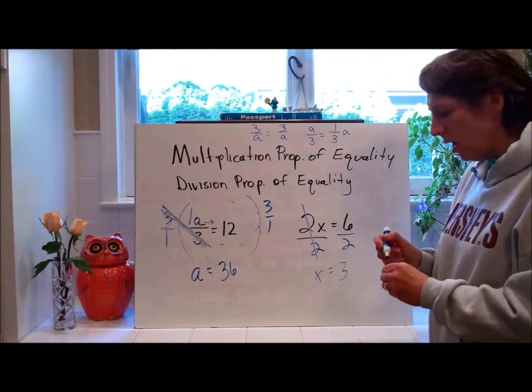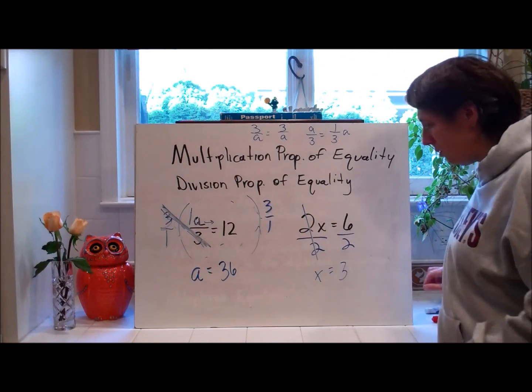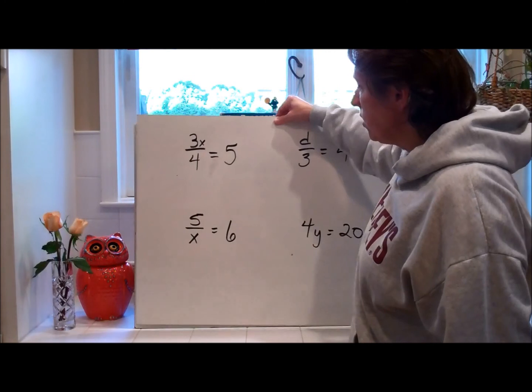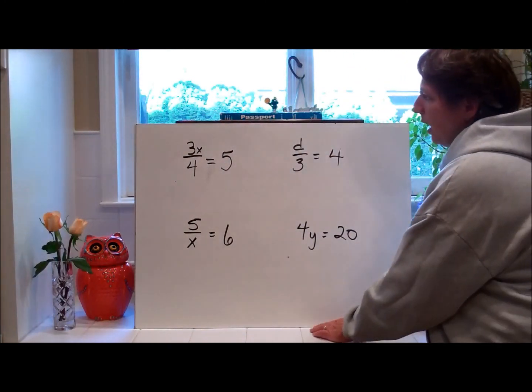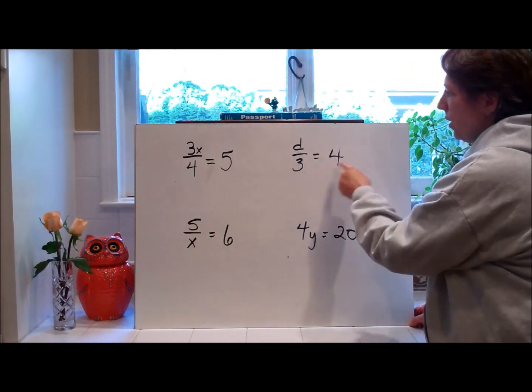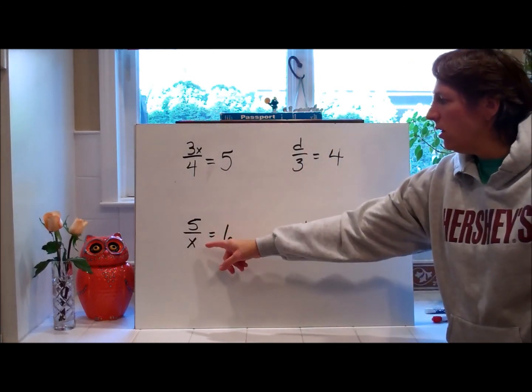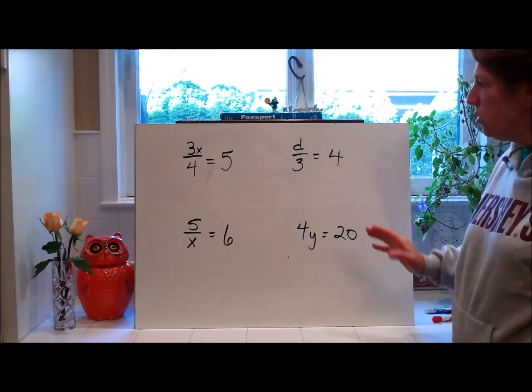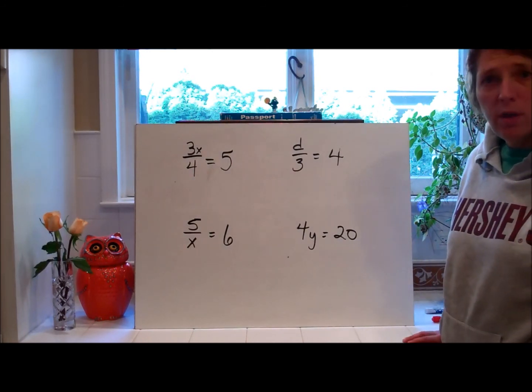Okay? Alright, so what I want you to do is pause the video, write these problems down, and do these problems. This is 3x over 4 equals 5, d over 3 equals 4, 5 over x equals 6, and 4y equals 20. I want you to pause the video, do these problems, and when you're done, start the video and we'll go over them.